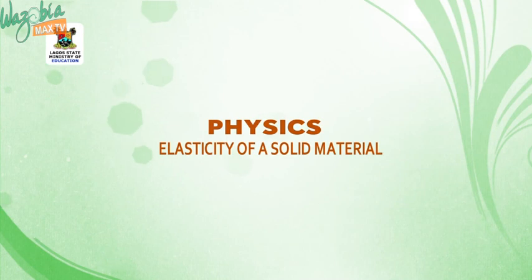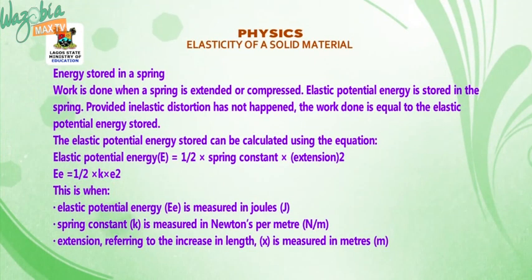Welcome back. We want to look at energy stored in a spring. What is done when a spring is extended or compressed? Elastic potential energy is stored in the spring, provided inelastic distortion has not happened. So the work done is equal to the elastic potential energy stored. The elastic potential energy stored can be calculated using the equation E equals one over two times the spring constant, or stiffness, times the square of the extension.